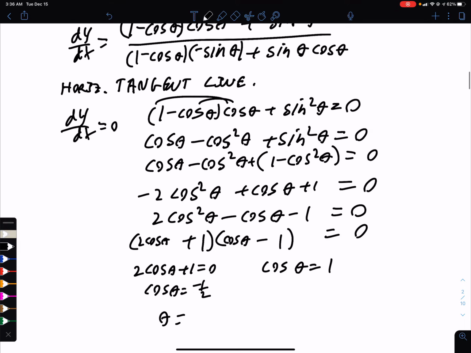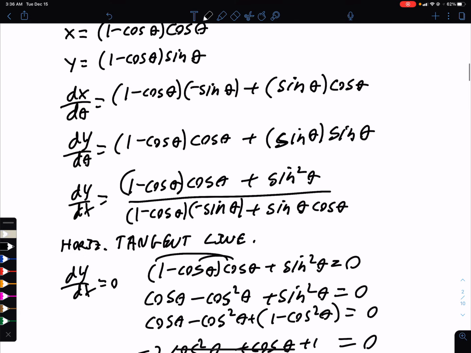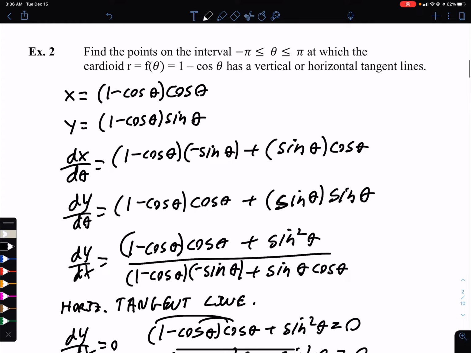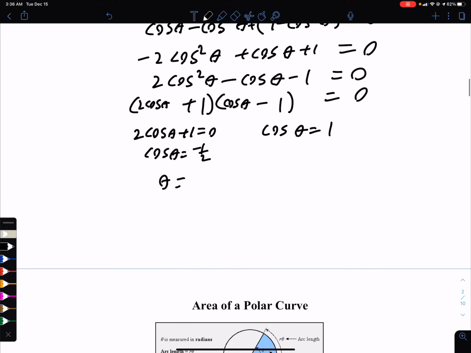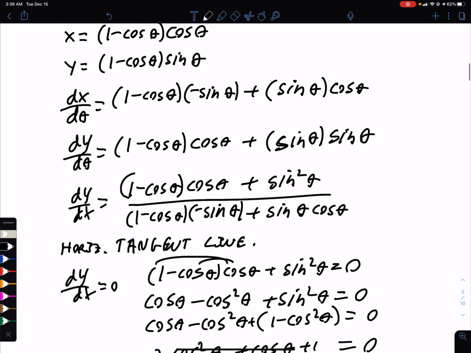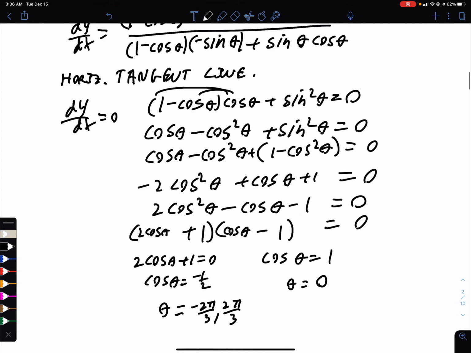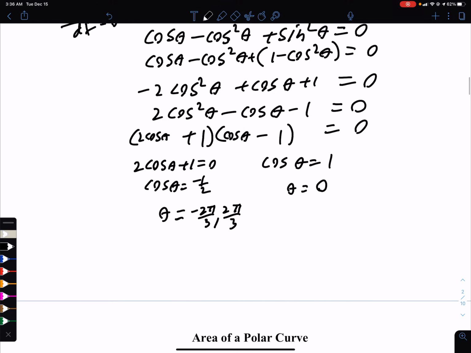And look at my domain. I was given a domain on this from negative pi to pi. So negative pi to pi. So what angles? That's going to be negative 2 pi over 3 and 2 pi over 3. And when will the cosine be 1? It's just going to be 1 at 0. And that's in my domain. So those are my 3 angles.